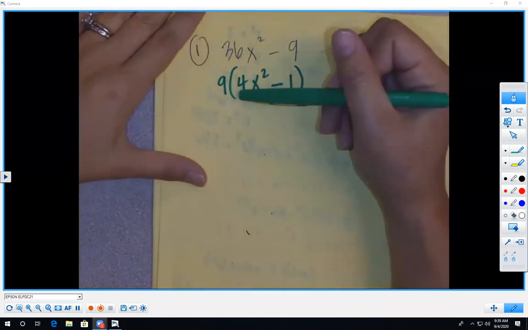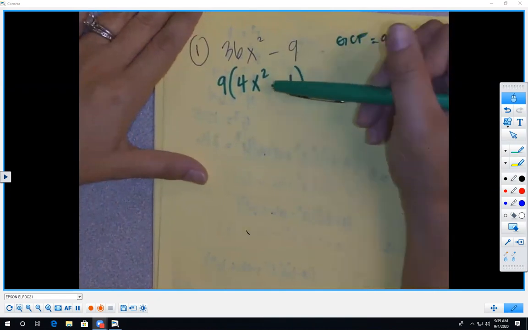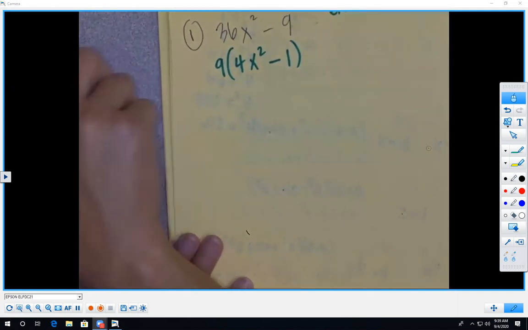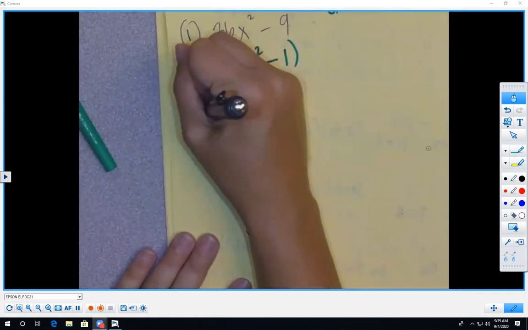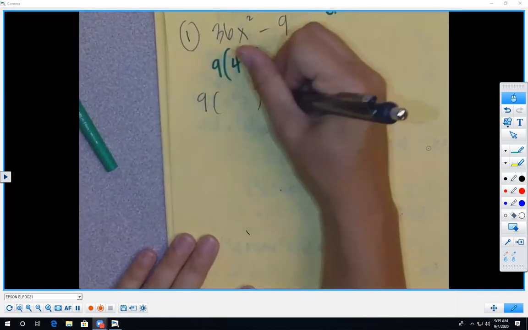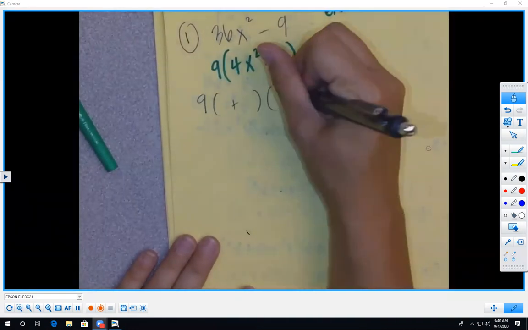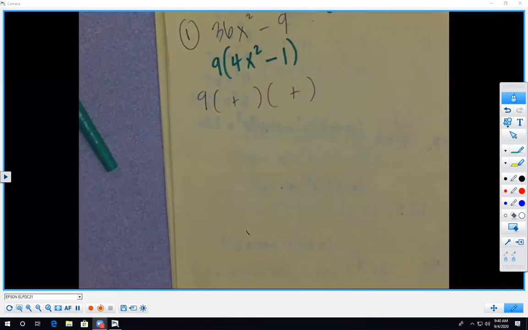Squares, because I can take the square root of 4, I can take the square root of 1, it has an x squared, and it has a minus sign. Okay, so let's factor that using the difference of 2 squares. The 9's still going to stay at the beginning. I need 2 sets of parentheses. One has a plus, one has a minus.